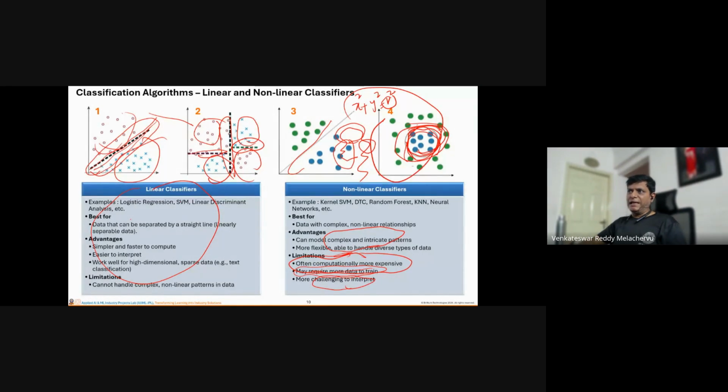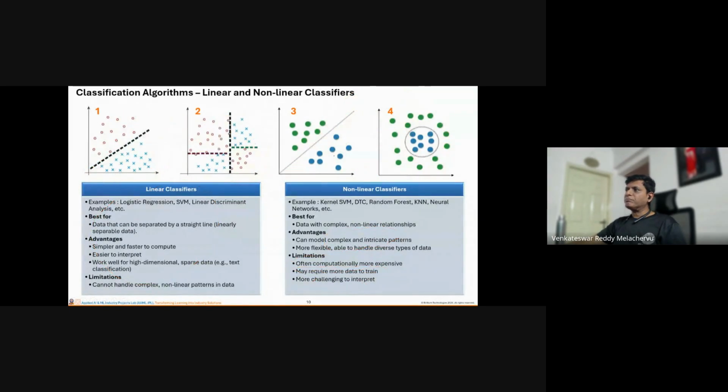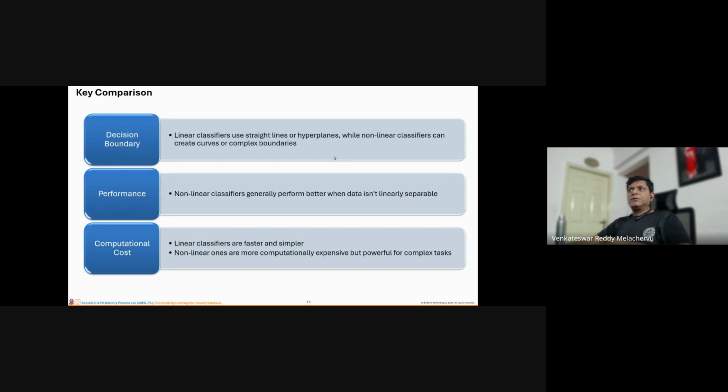It's not that easy. Like here in this case, we know that one side is one class and the other side is the other class. But it's not that easy when it comes to this shape. So essentially, if you look at the key comparative parameters of linear and nonlinear, the decision boundary: straight line versus nonlinear.